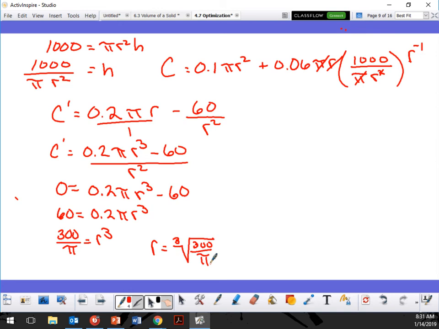So how many decimal places do I always have to use? 3. I always have to use 3 because that's what the AP test says.